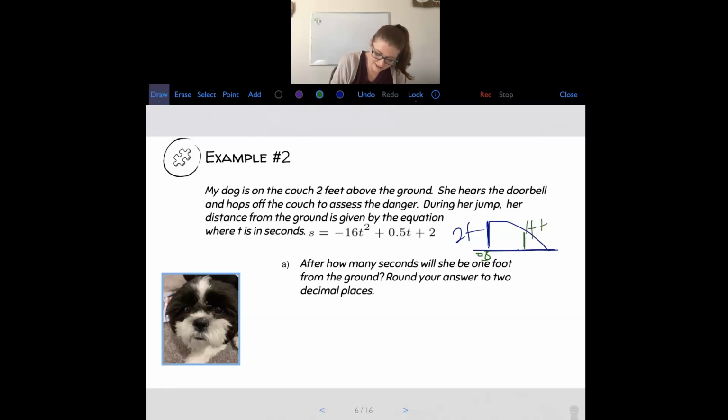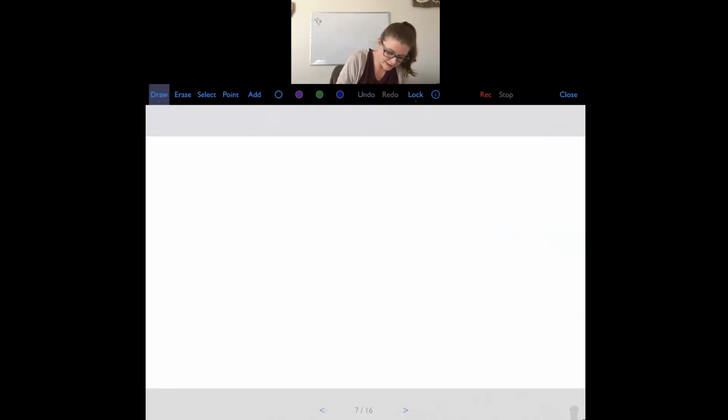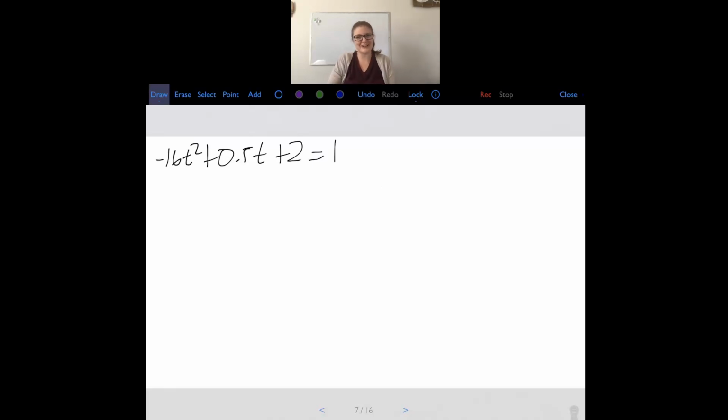So what this is telling us is that we need to say that S is equal to 1. Remember, her distance from the ground is given by S, where S is our distance from the ground, T is in seconds, and S is going to be in feet. So we plug in 1 for S, and then we solve. We're looking at negative 16t squared plus 0.5t plus 2 is equal to 1. Oh, look, we have a quadratic equation.